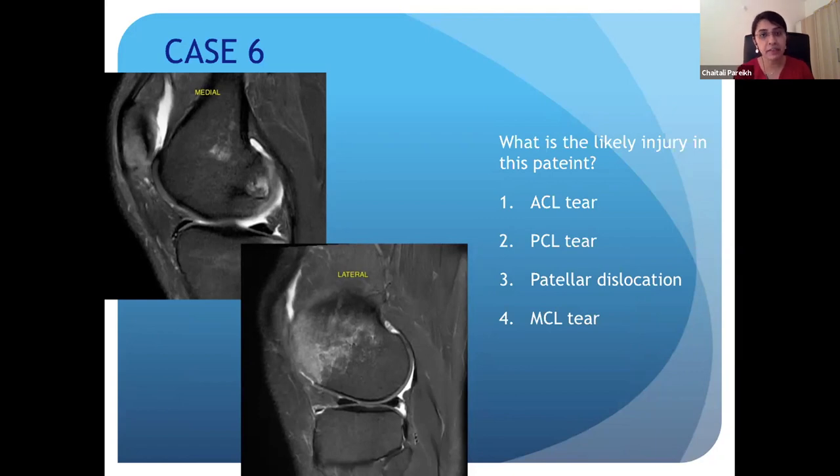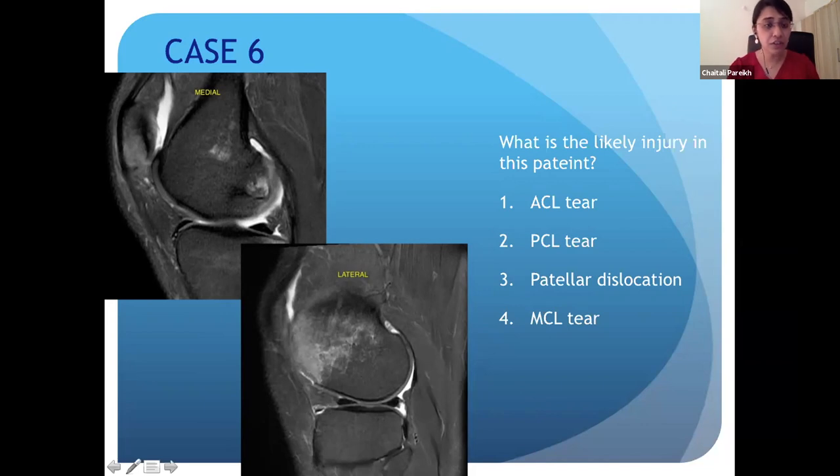Okay, at least 70% of you have got it right. So this is a patellar dislocation pattern. Some of you have mentioned the ACL and a PCL tear. Just remember, I know this is anterolateral femur.